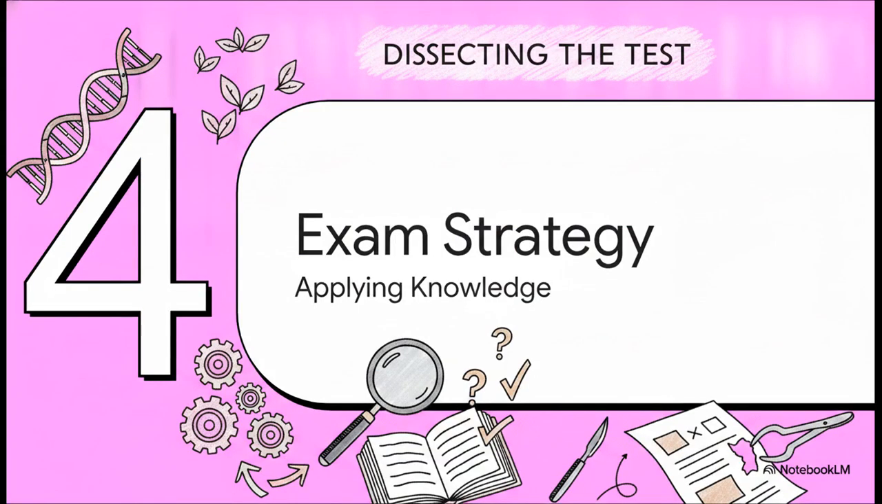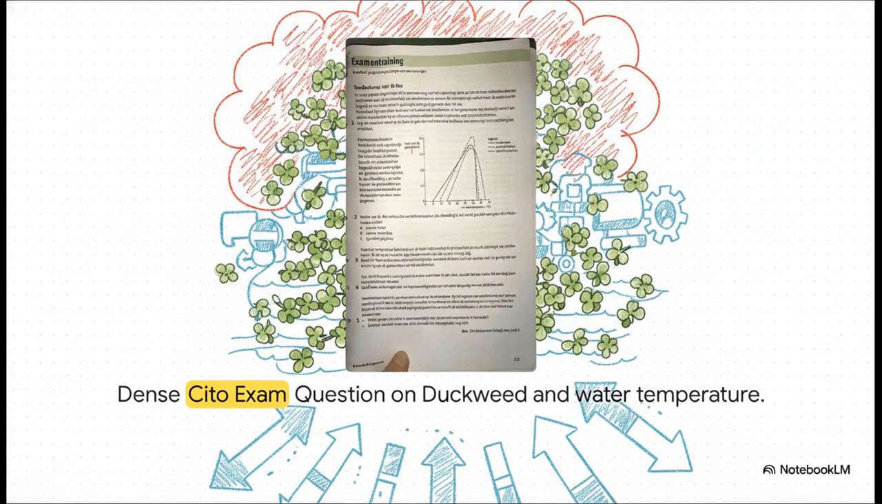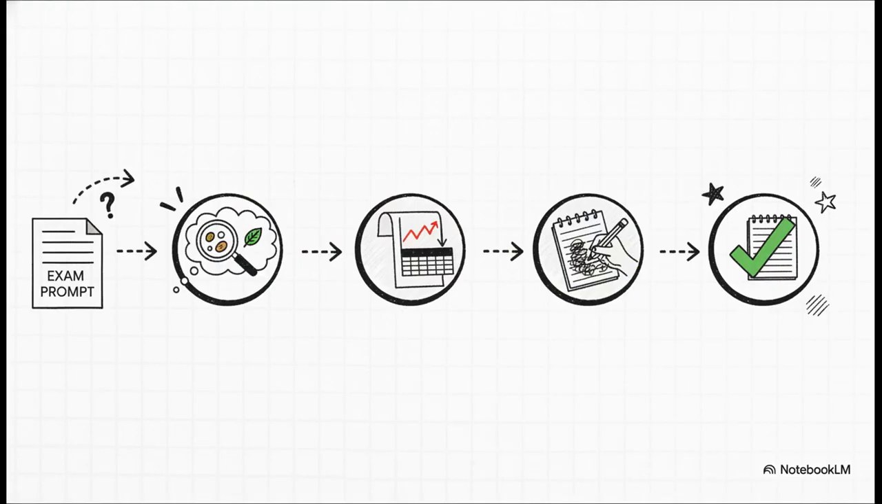And finally, Section 4, Exam Strategy, Applying Knowledge. Knowing the biology is great, but knowing how to actually take the test, that's what gets you the grade. Let's break down some strategy. Okay, so you turn the page and see a dense pseudo-exam scenario like this one about duckweed and agriculture. It is so easy to get overwhelmed by the wall of text and the complex graphs. Panic sets in and you waste precious time. But take a breath, there's a system for this. To secure those points without the stress, aggressively apply this 4-step strategy.